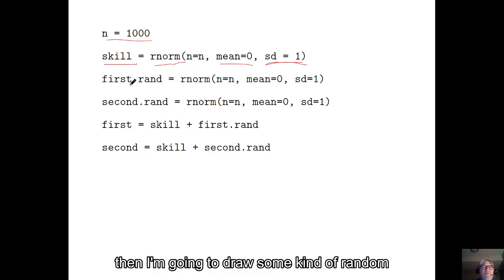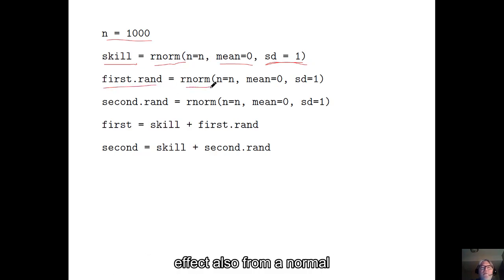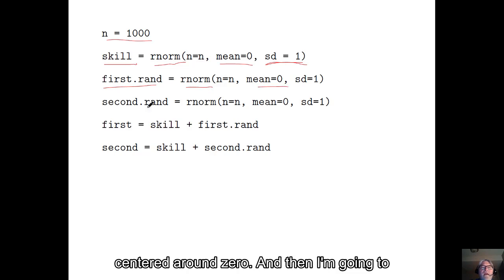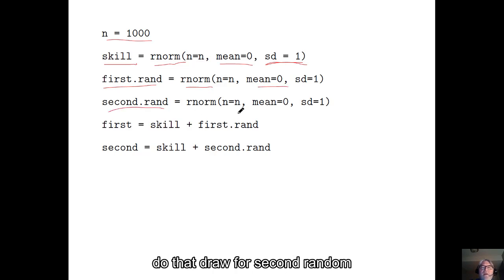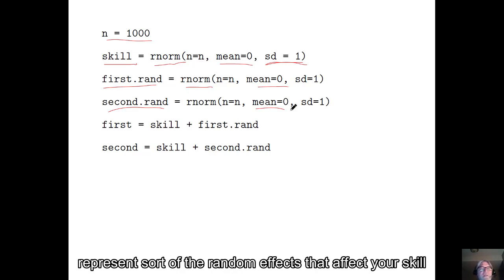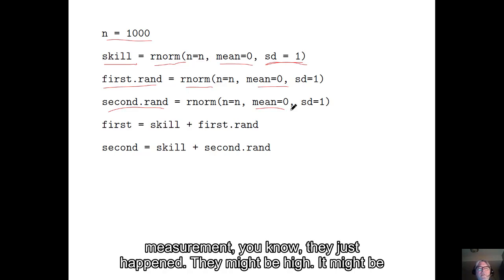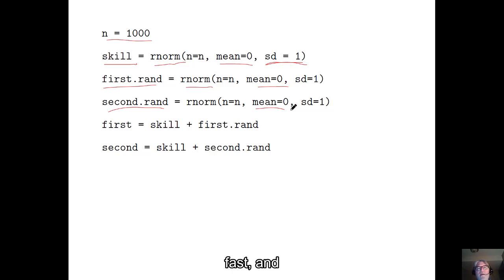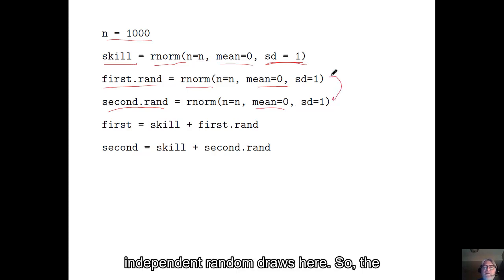And then I'm going to draw some kind of random effect, also from a normal centered around 0. And then I'm going to do that draw for a second random effect. These might represent the random effects that affect your skill level just on one day, one measurement. They just happen. They might be high, they might be low. You might be feeling good one day and run fast, and feeling worse and run slowly. And so these are independent random draws.